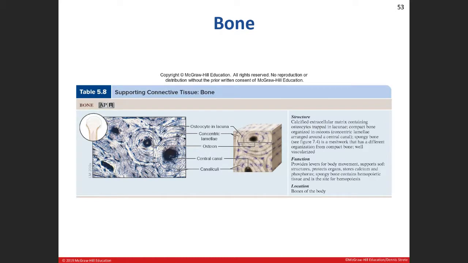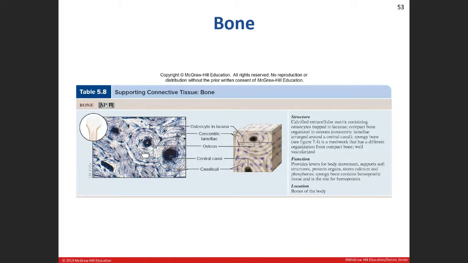Here you can see our compact bone. This should look similar to what you saw in your atlas. Here's your central canal, and then you have these rings going around the central canal. These little dark dots around the central canal are the lacunae. The lacunae are the spaces or chambers where your osteocytes live. They just hang out there, and they maintain the bone matrix.